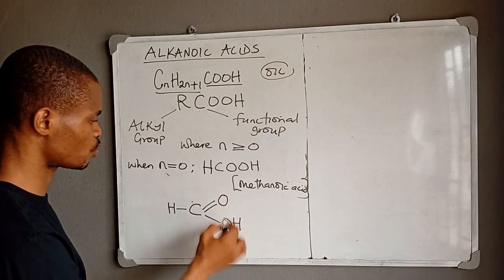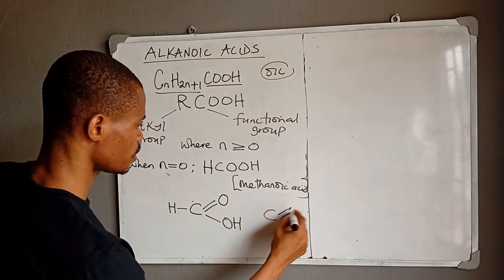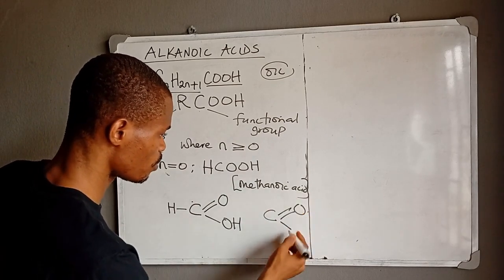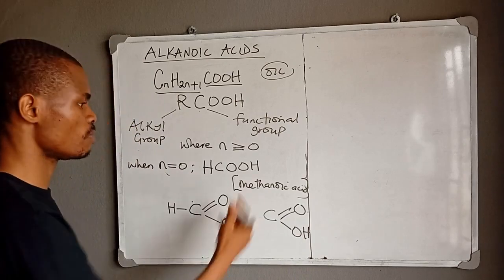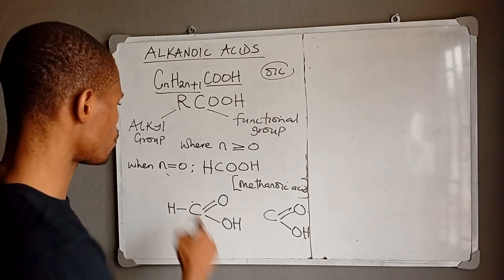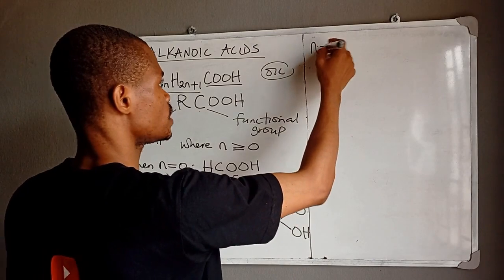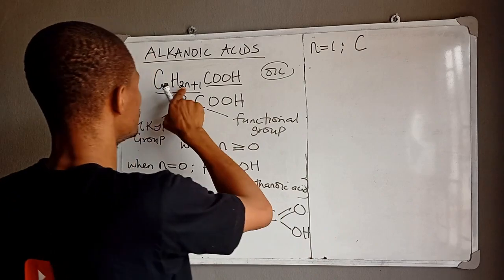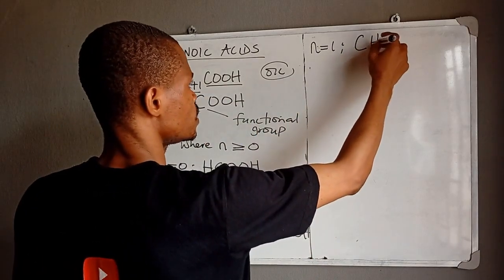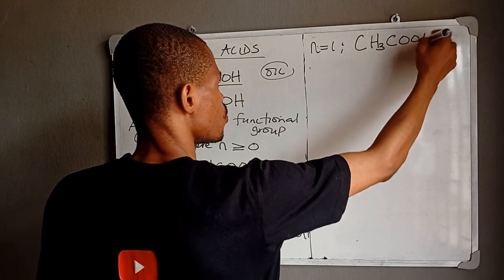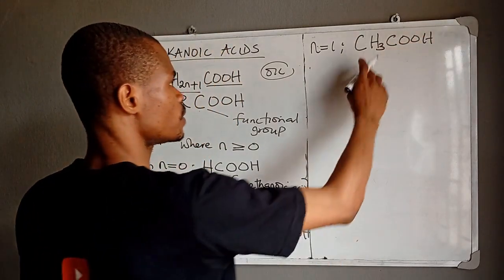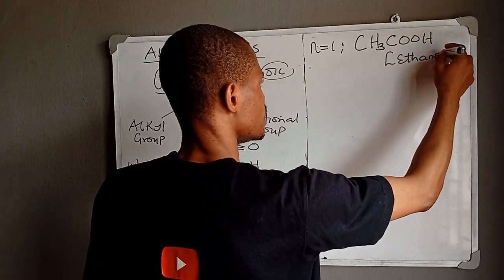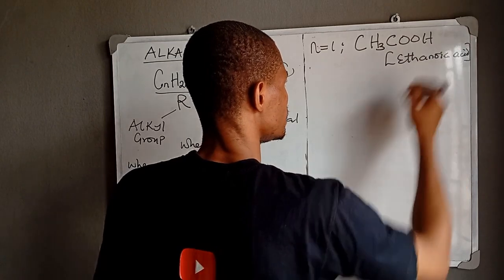They have this functional group written in this form, attached to a double bond oxygen, a C=O double bond, and then an OH. So methanoic acid is the first member for n equals 0. When n is equal to 1, we substitute 1 here, so we have C1H3, which makes CH3COOH. The name of this compound is ethanoic acid.